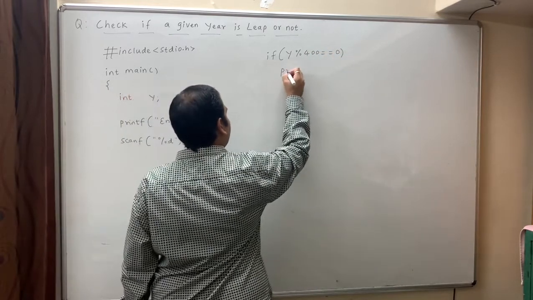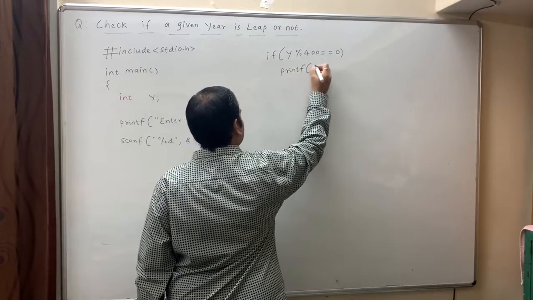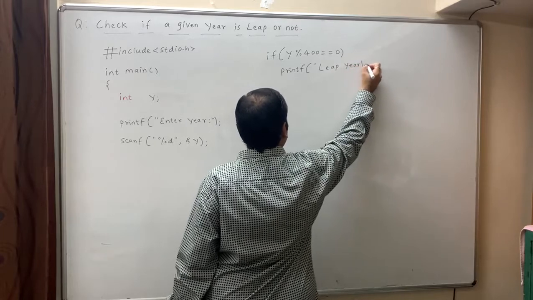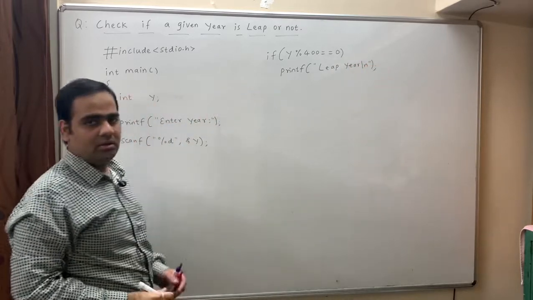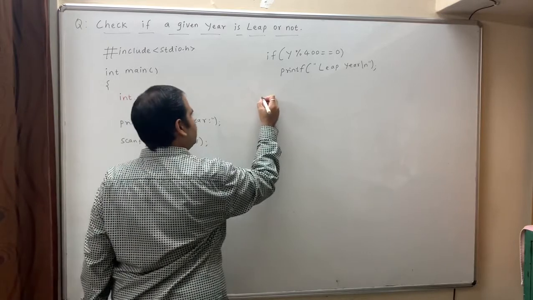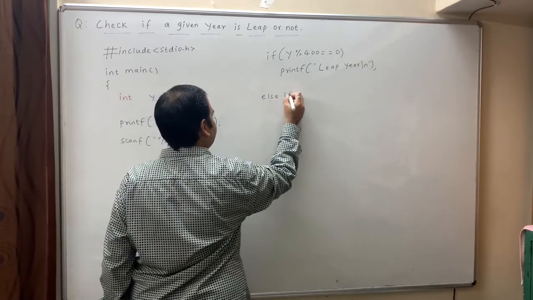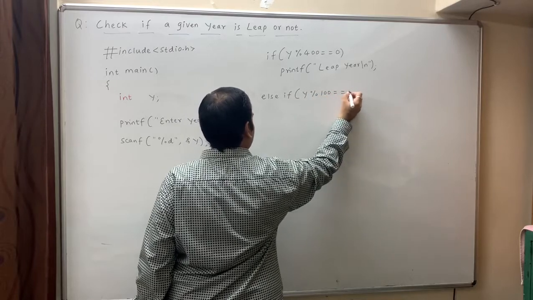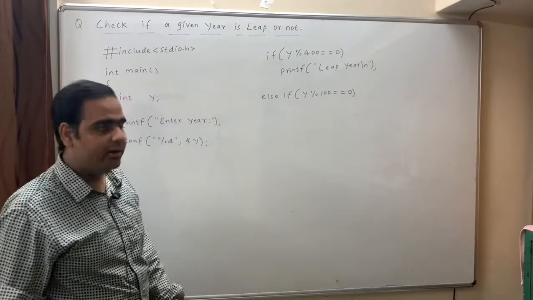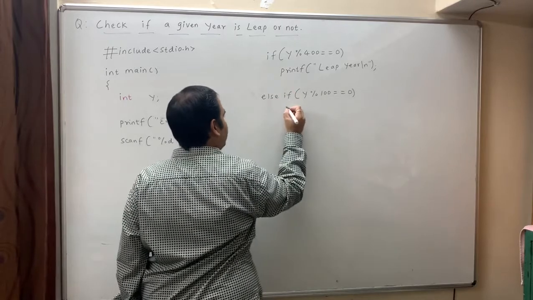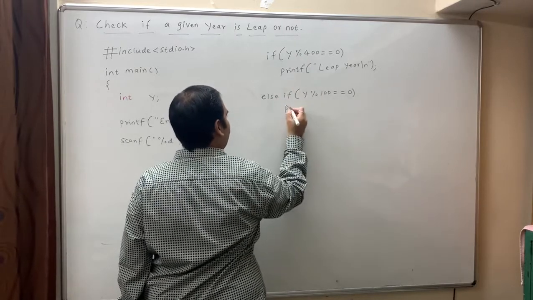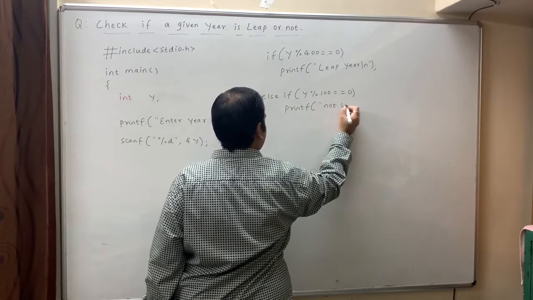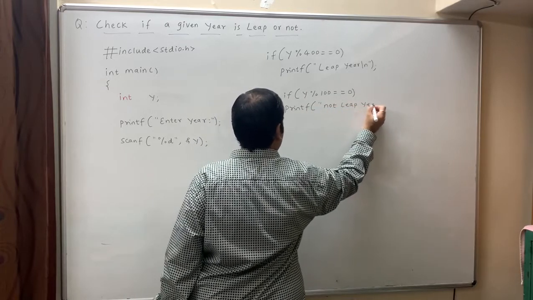And what do we write? We say printf leap year. And the second condition which we have is: if year modulo 100 is equal to 0, if it is divisible by 100 but not by 400, then it cannot be a leap year, and I write here not leap year.